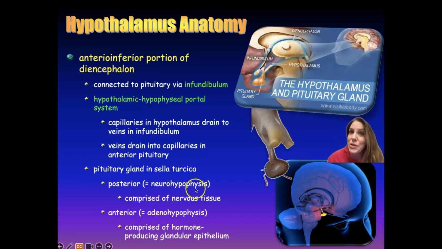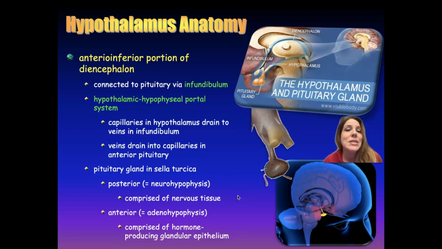Another name for the posterior pituitary gland is the neurohypophysis. So some books like to use that term. And the other term for the anterior part of the pituitary gland is the adenohypophysis. Now, one of the big differences between the anterior and the posterior pituitary glands is that the posterior is comprised of nervous tissue, whereas the anterior pituitary gland is composed of glandular epithelium that can produce hormones. So that's a big difference there.